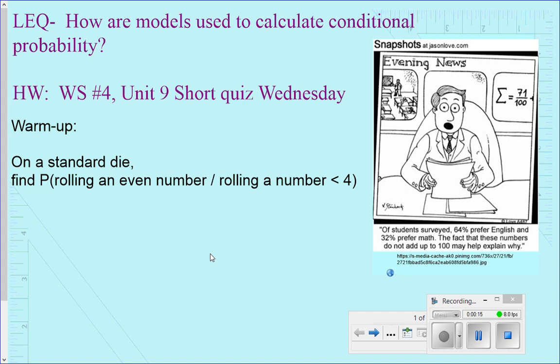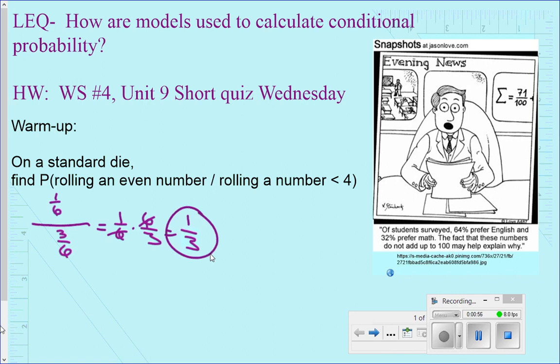So probability of rolling an even number given rolling a number less than 4. You can either use logic or the formula. I'll use the formula first. So rolling a number less than 4, that's the given, so that would be 3/6. And the numerator is both events, so even and less than 4. So if I'm thinking how many numbers on a die are both even and less than 4, there's only one number that's even and less than 4, and that's the number 2. So that's 1/6 out of 3/6. So then 1/6 times 6/3 simplifies to 1/3.